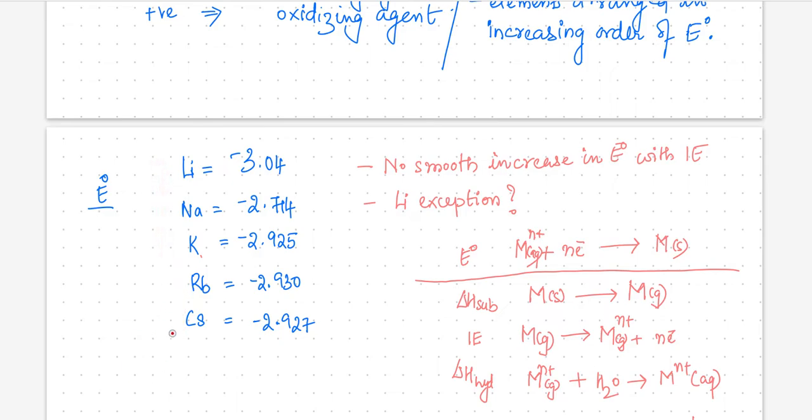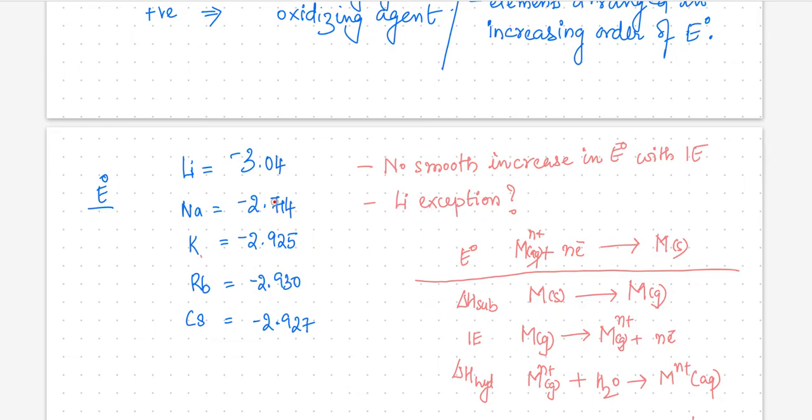So we expect these to show a negative value, but the negative value increases down the group. But what you see here is there is not a very smooth increase in the E naught value. The values are negative, but the increase is not very smooth. Okay, so that means there is something which we are not trying to take into consideration.